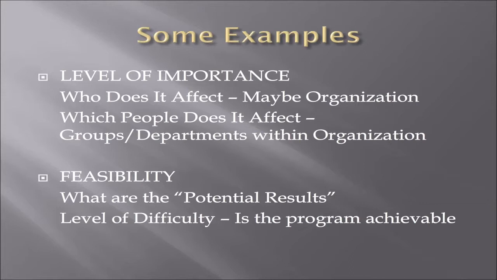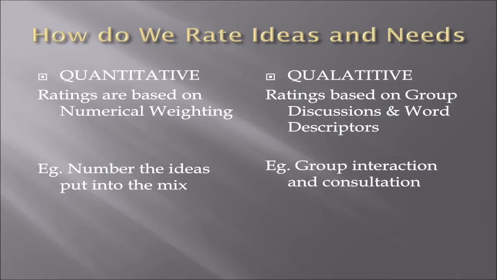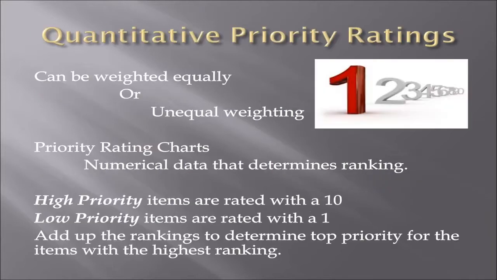Here are some examples. The organization, or groups and departments within the organization, may be affected by the level of importance. The potential results and the level of difficulty may impact the feasibility of the project. There are two approaches to establishing priority ratings. The quantitative method uses a numerical rating approach which numbers the ideas put into the mix. The qualitative method uses word descriptions based on discussions. These discussions are usually a group interaction or a consultation.